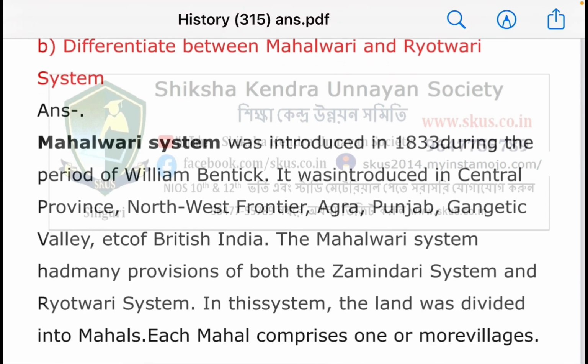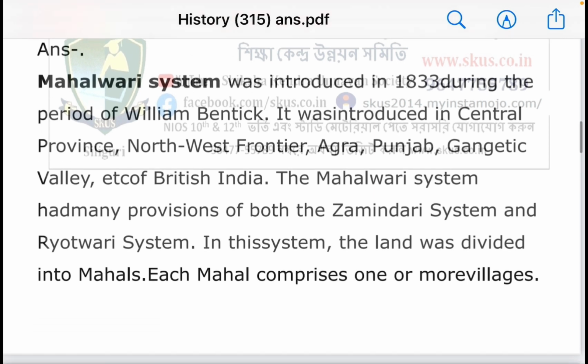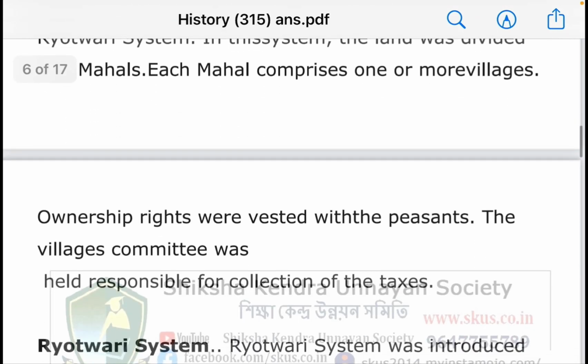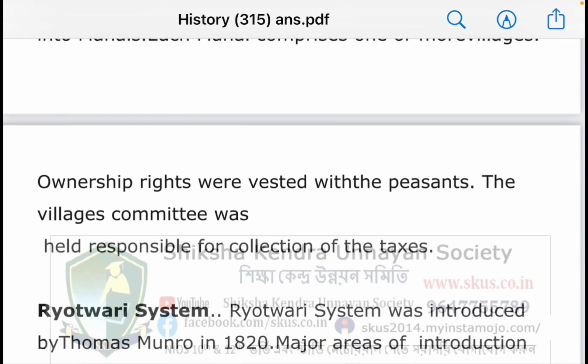Mahalwari system was introduced in 1833 during the period of William Bentinck. It was introduced in Central Province, Northwest Frontier, Agra, Punjab, Gangetic Valley, etc. of British India. The Mahalwari system had many provisions of both the Zamindari system and Ryotwari system. In this system, the land was divided into mahals. Each mahal comprises one or more villages. Ownership rights were vested with the peasants. The village committee was held responsible for the collection of the taxes.